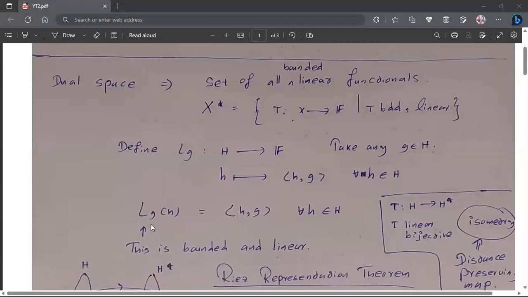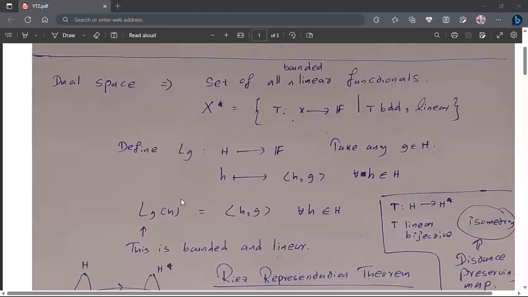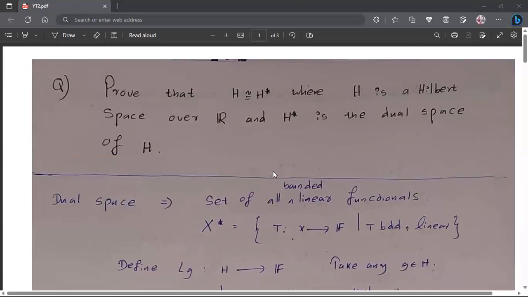So here's the equation of the function. What exactly does the function do to this h? It takes h and takes the inner product with the vector g. Then we have a real number. So we can prove that this function is bounded and linear. We use this property of the dual space of a Hilbert space in order to prove these two spaces are isometrically isomorphic.